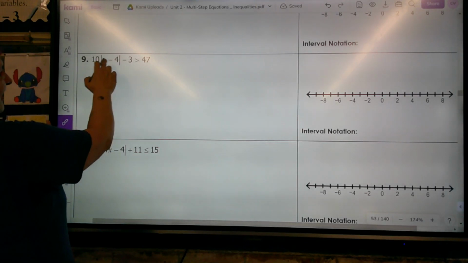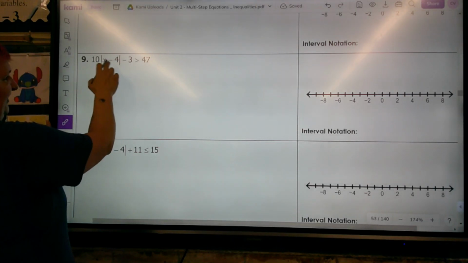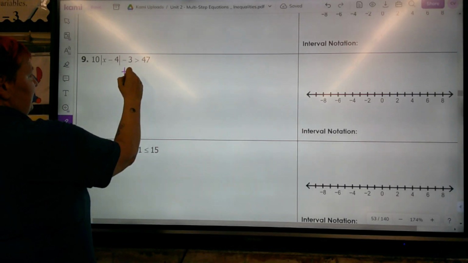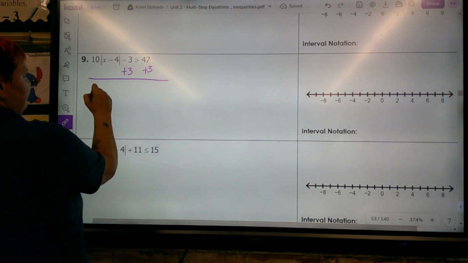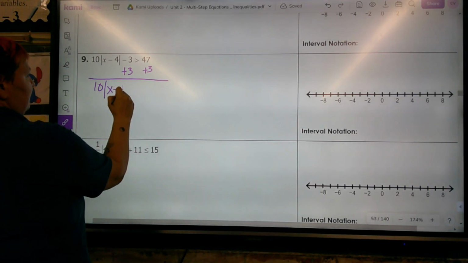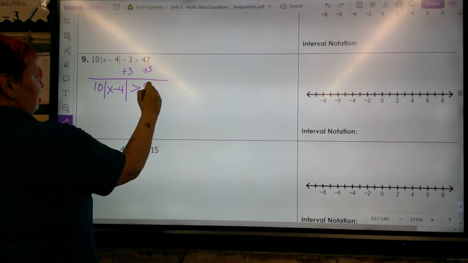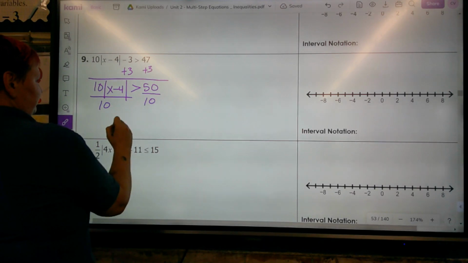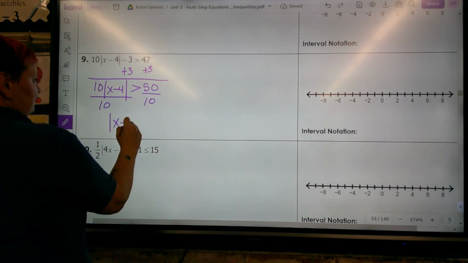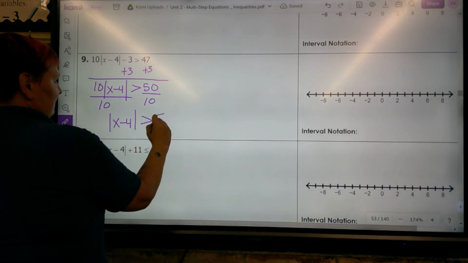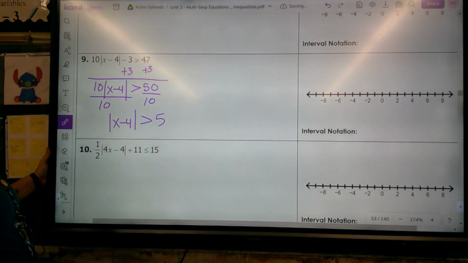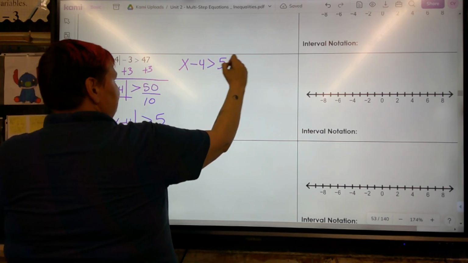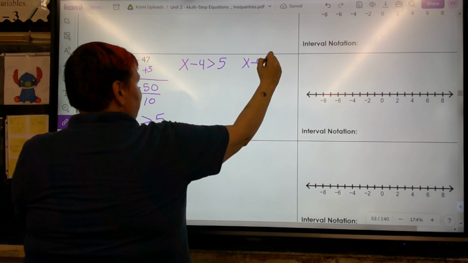But there is stuff outside of the absolute value bars, so we need to isolate the absolute value bars first. Just like you do with a two-step equation, start with the addition and subtraction. Then get rid of the multiplication or division. Once the absolute value bars are isolated, then you keep it. And you switch.